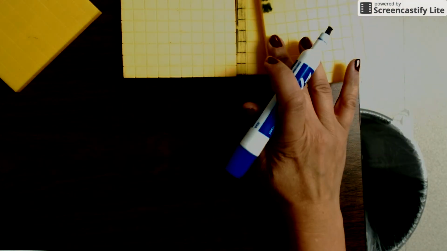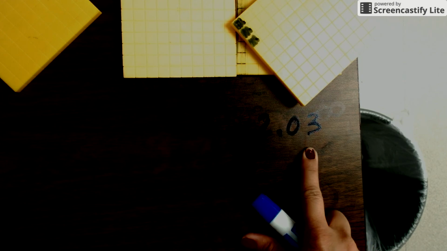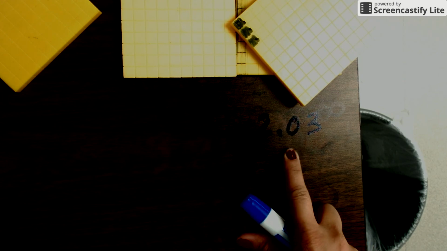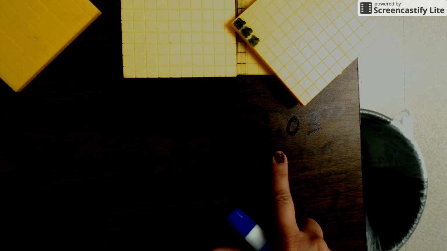And then if I put another flat and I shaded in 3 of these little hundredths, I would put a 3 in the hundredths place in my decimal, no tenths. So this model right here would represent 2 and 3 hundredths.